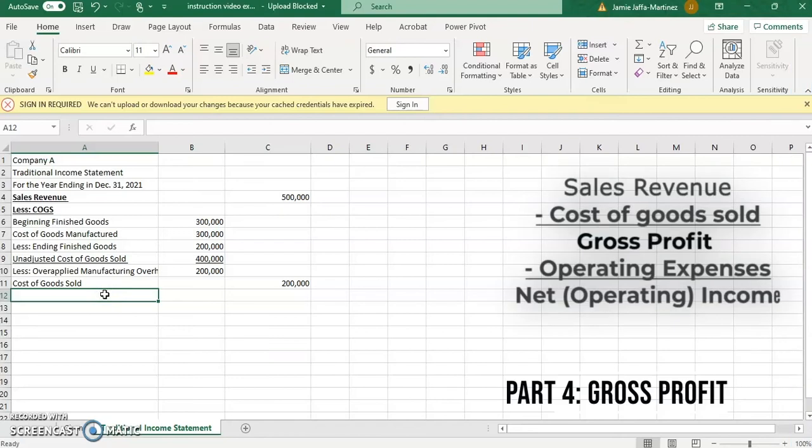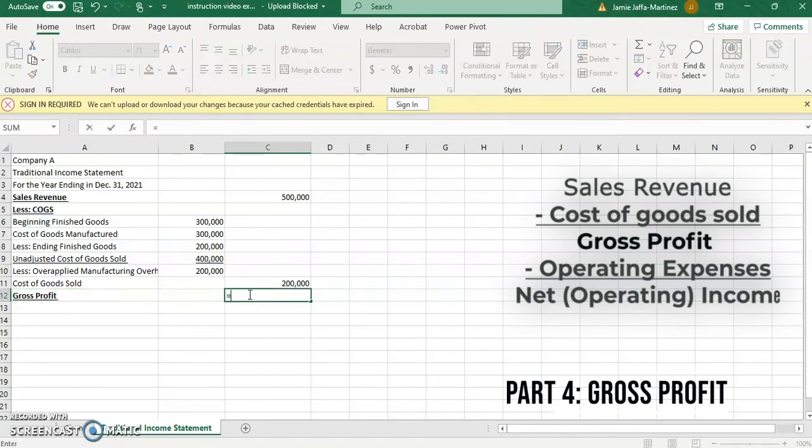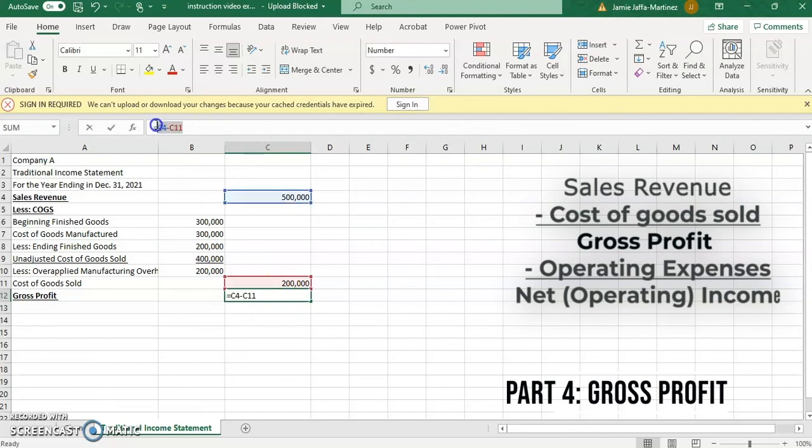The next part is listing our gross profit. Our gross profit is the sales revenue amount minus the cost of goods sold amount. Here we put gross profit, underlined and bold, because it's part of our traditional income statement equation. Then in column C, we put equals, take the sales revenue amount, and subtract cost of goods sold. This is what we have right here, and we underline this amount.